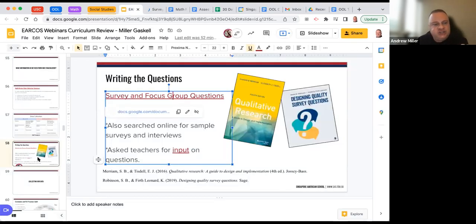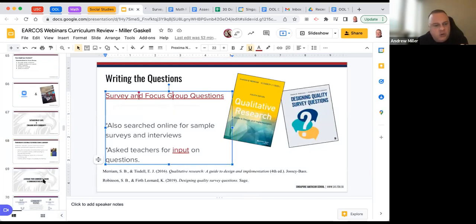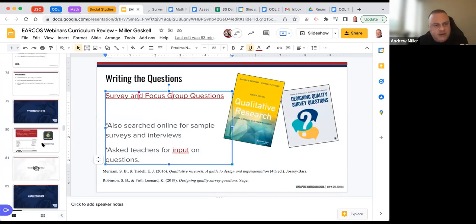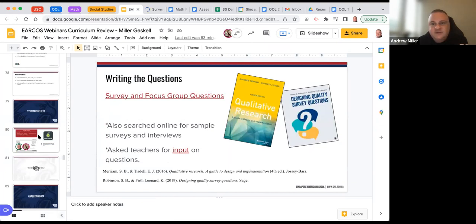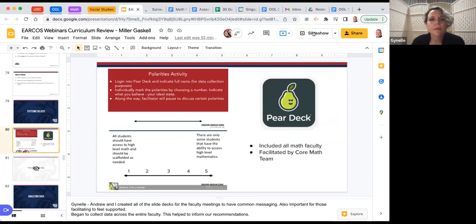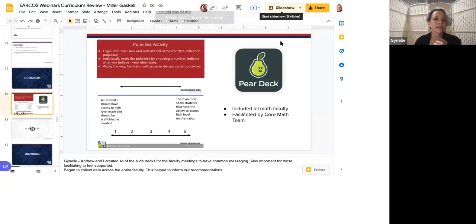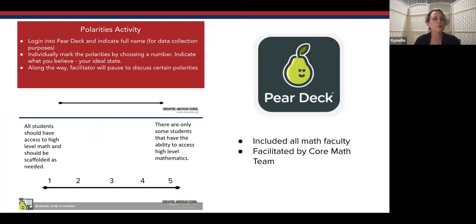Okay. Let's jump into again around this idea of future state and where we want to go. And Gynelle, you can talk all about how we got into this idea of systemic beliefs. As we said before, we recognized that there were some disparities in beliefs, which is one of the reasons that we conducted this depth of review process. And so this really started to inform our process and where we want to go from here.